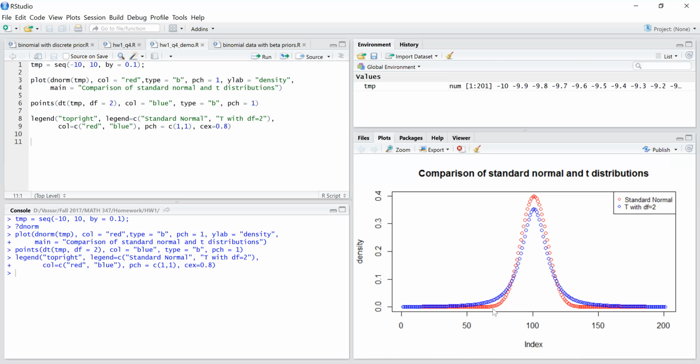So for example, if I cut at 50, or maybe 70 over here, you see that at the point where the index is 70, the density of the t-distribution is higher. Meaning that there will be more extreme values of the t-distribution with degrees of freedom 2 compared to the normal. All right, so this is the demo for comparing the standard normal and the t-distribution with degrees of freedom 2.